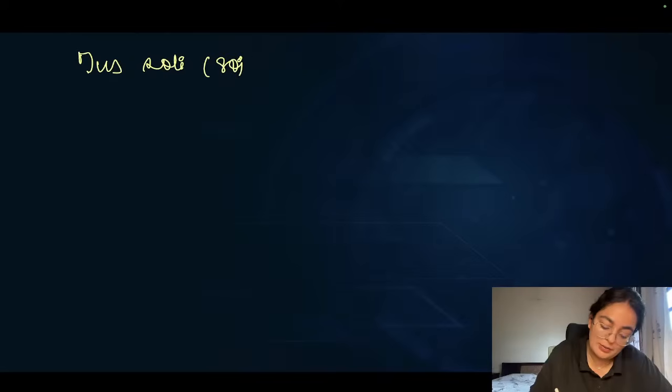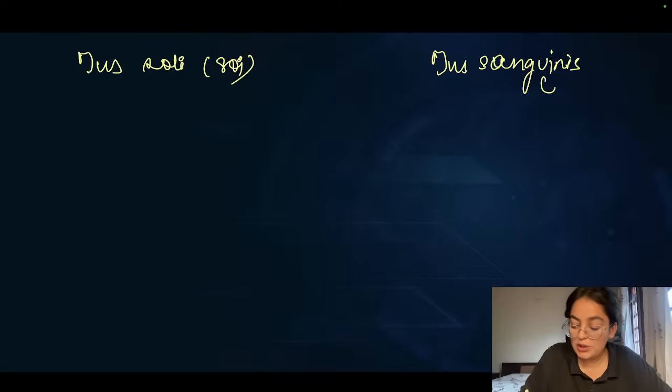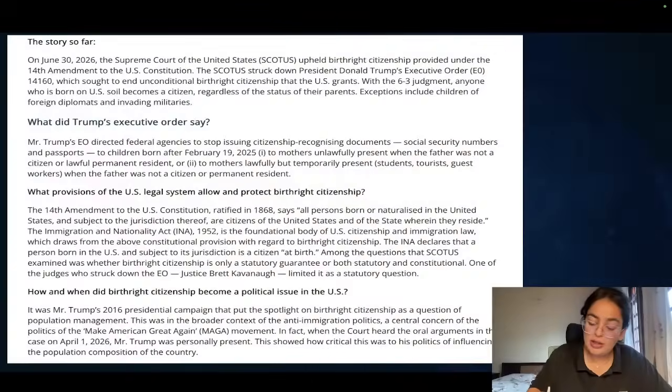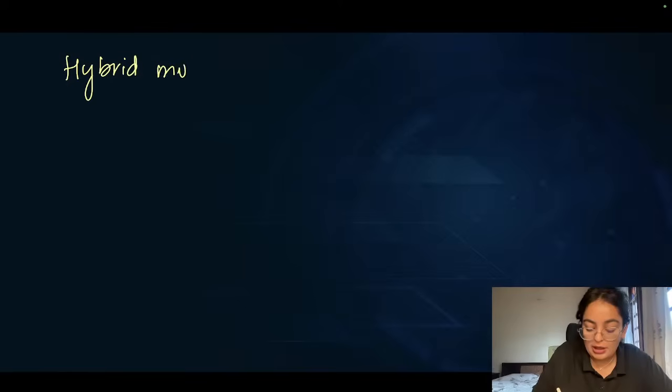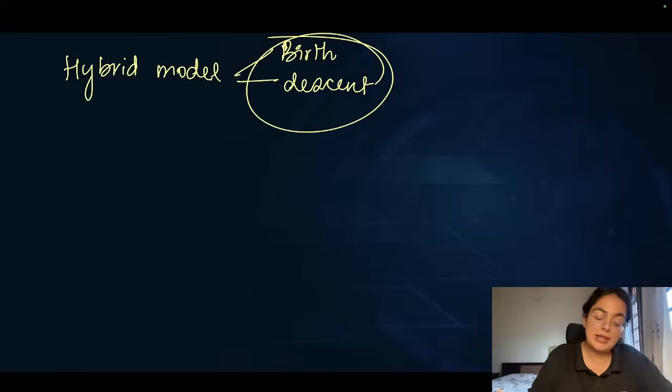One we have already done, jus soli, that is based on soil. One is jus sanguinis, that is based on blood. The others are also examples. For example, in the context of India, we also have what is called a hybrid version. What is a hybrid model? We accept the one based on birth, but we also accept the one based on descent along with other conditions. That is a hybrid model.